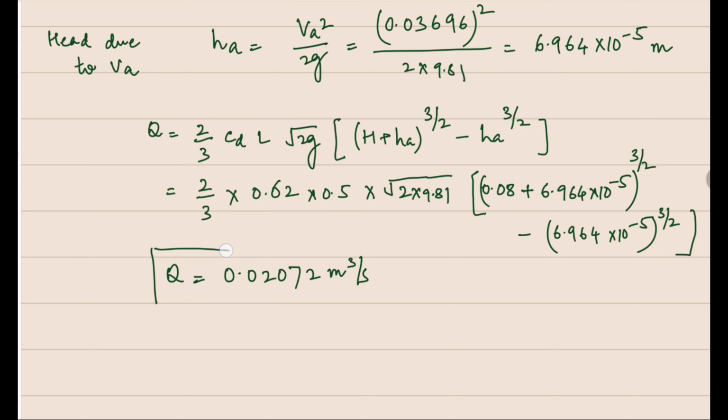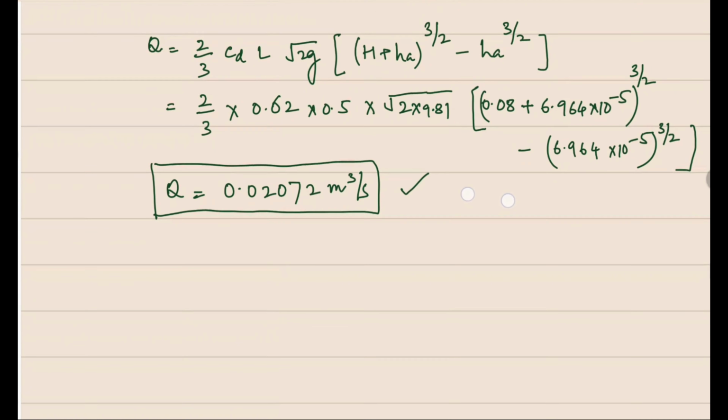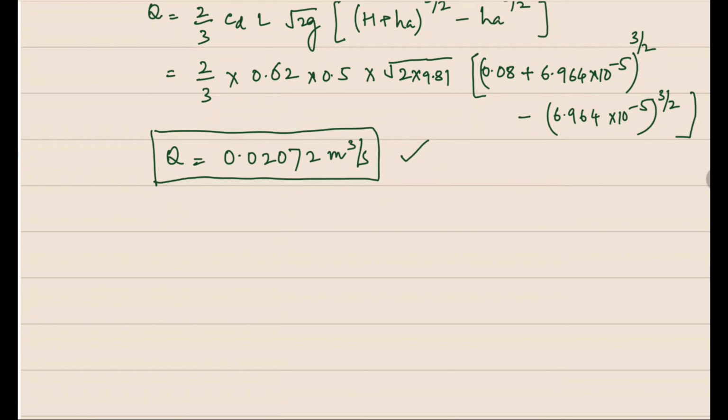So if you noted that Q value in the second iteration, this is the second iteration, and in the first iteration is almost same. However, we should always proceed for one more iteration, so that we will be assured that whatever we are getting is accurate. So third iteration.